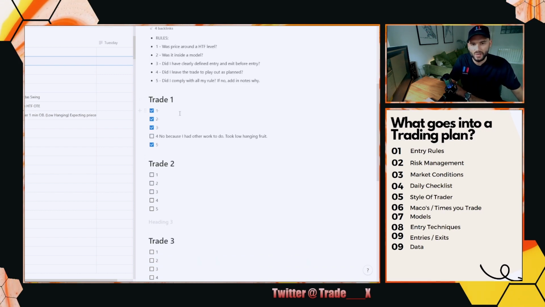Okay, so then I go trade 1. Okay, so this was the trade I took for trade 1. Was it around a high time frame level? Yes. Was it inside the model? Yes, and so forth, right? And 4 was a no. Did I leave the trade to play out as planned? No, because I had work to do. Took low hanging fruit. Okay, fair enough, right?